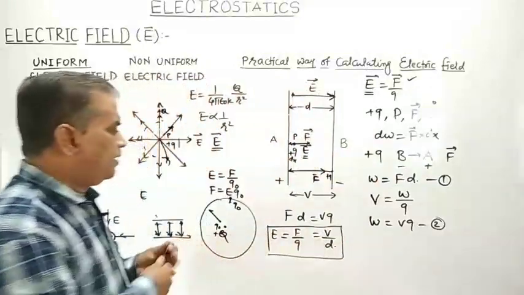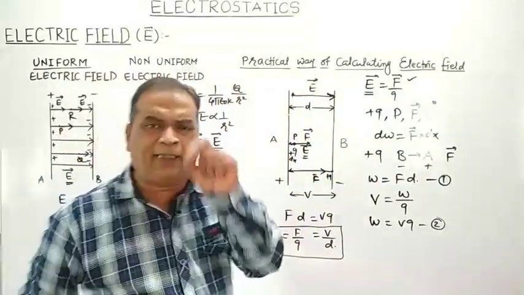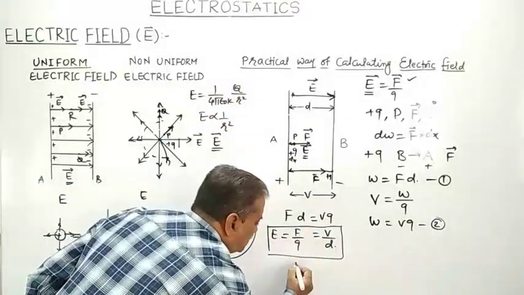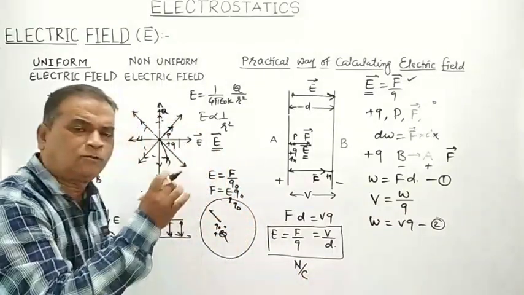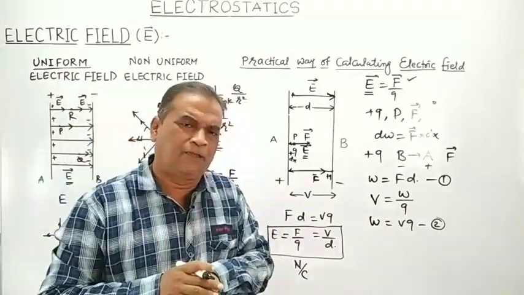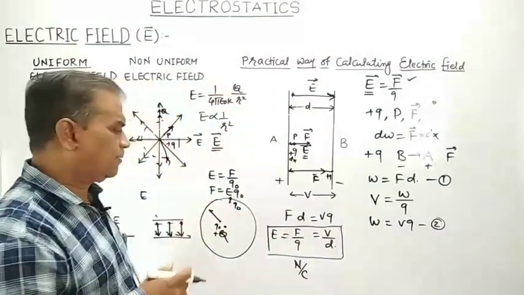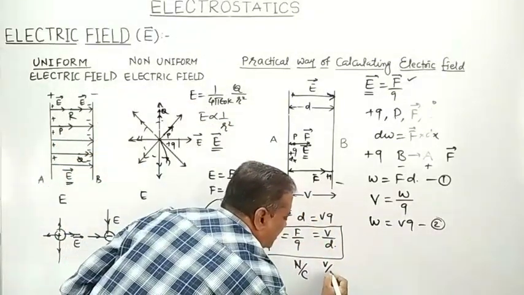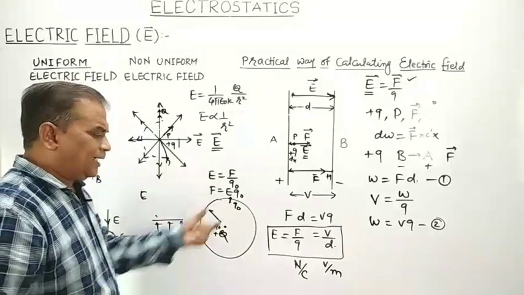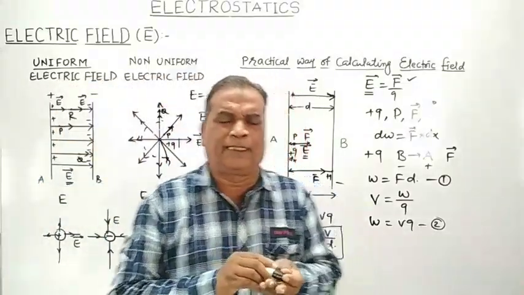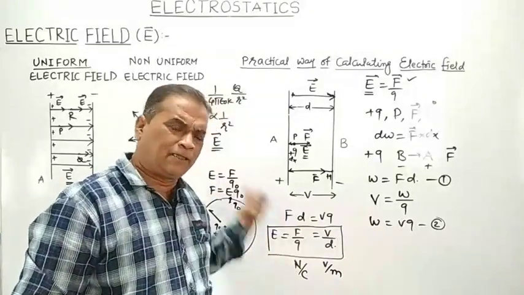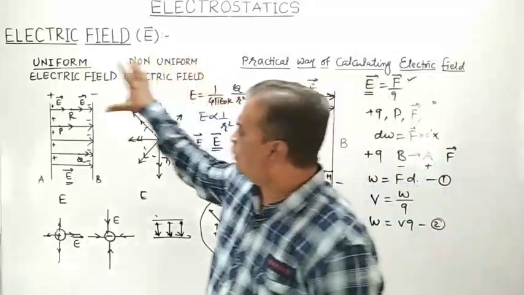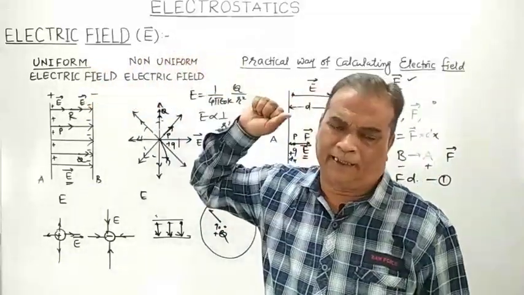So that's why, whenever we are talking about the SI unit of electric field intensity, for F by Q, force is measured in Newton, charge in Coulomb. So Newton per Coulomb is the SI unit of electric field intensity. Or because it is a potential gradient, potential difference is measured in volt and distance is measured in what? Meter. So the SI unit of electric field intensity is either Newton per Coulomb or it may be what? Volt per meter.